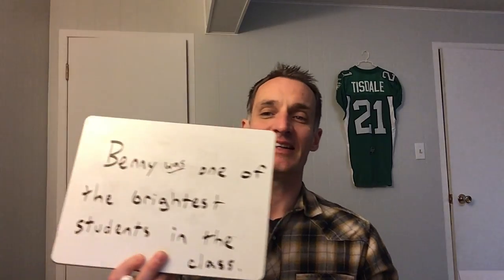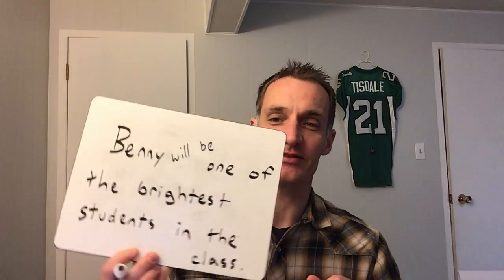Keep it. I want you to write it as a past tense sentence now. So instead of saying Benny is, it happened in the past. So we would say Benny was one of the brightest students in the class. Maybe, I don't know what happened to Benny. Maybe the year's over. We'll say that. What about future tense? He can get it back. Benny what? Will be one of the brightest students in the class. Just keep working at it, Benny. You got this. I believe in you, Benny.